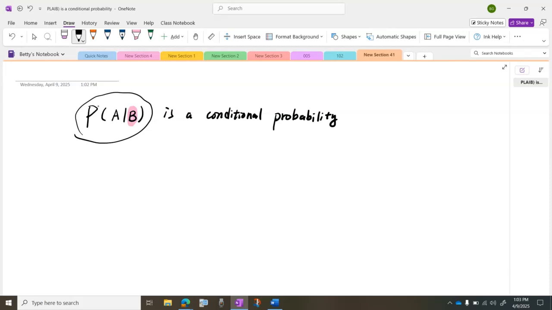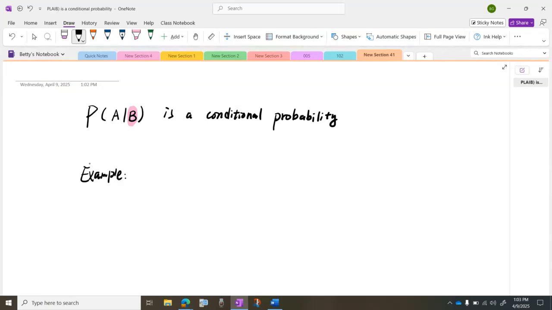Given, whatever following given, that's the condition. In other words, we assume event B already occurred. Then under that condition, we consider the probability of A occurring. That is a conditional probability. I think the best way to understand the definition is to look at an example.